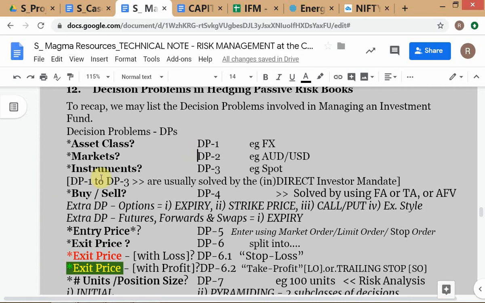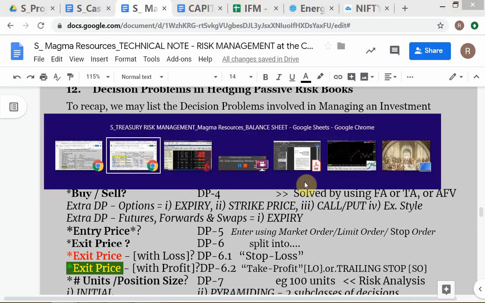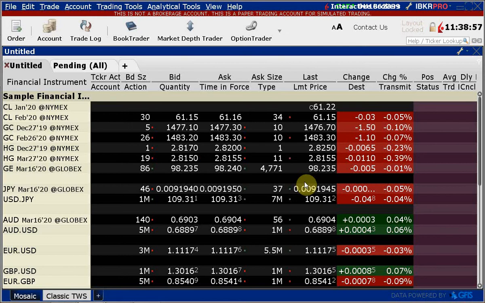So the first three, which we have talked about here, this is actually a carryover, a holdover from the speculative book discussion, where you have DP1 to, this is 1, 2, 3: asset classes, markets, instrument, usually solved by a direct, indirect investor mandate. Why do I say indirect? Either the investor himself says that I'm giving you money, like I did for you in the two projects. I gave you money and I told you in one case you're only allowed to trade NSE stocks, right? And in another case I told you that you're only allowed to trade US equity options, right? So that's an example of the direct investor mandate, where the person who's giving you the money to manage tells you what asset classes, what markets, and what instruments you can invest in.